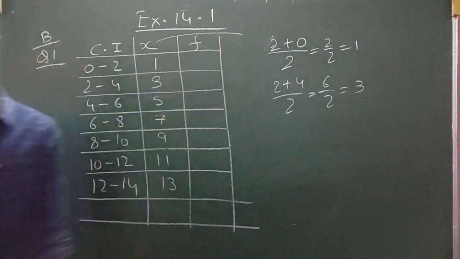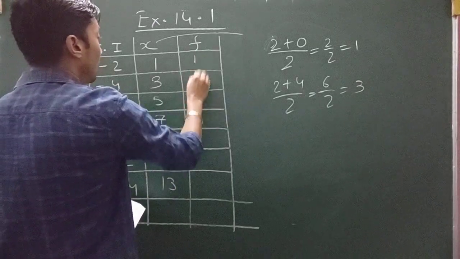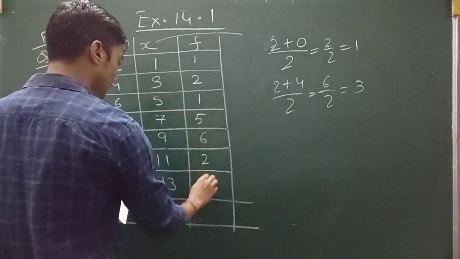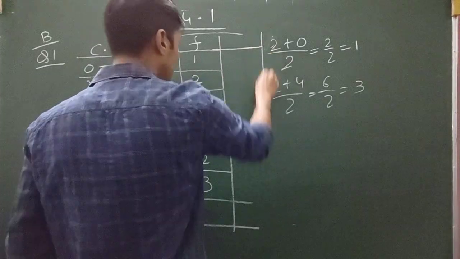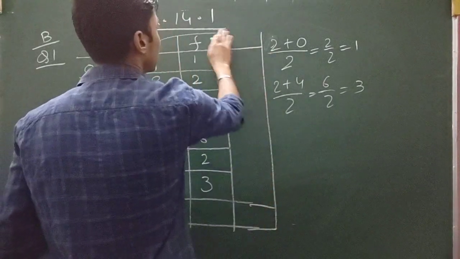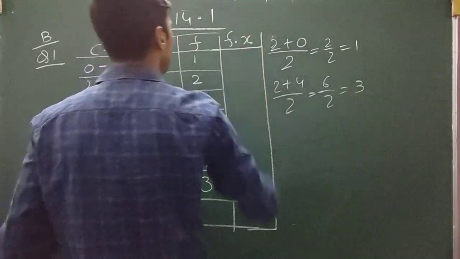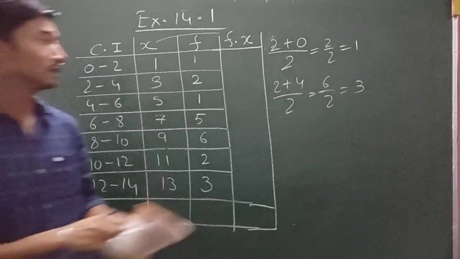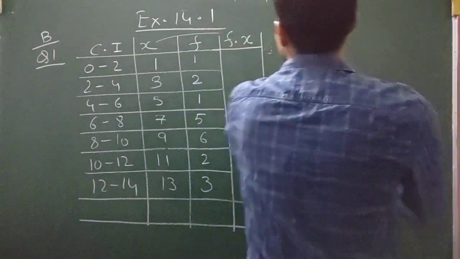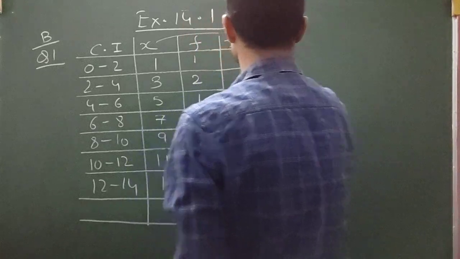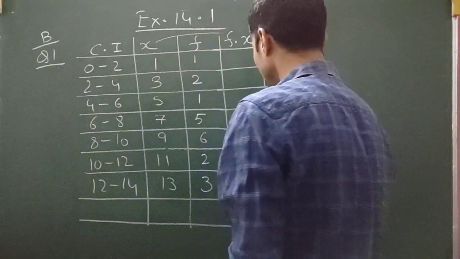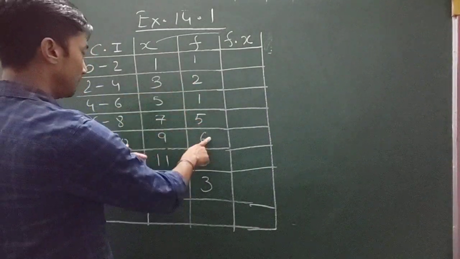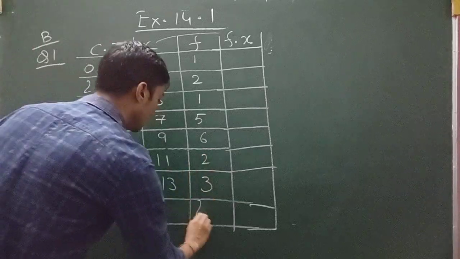Next is the frequency that is given to us: 1, 2, 1, 5, 6, 2, 3. Of course, yes, we are going to need one more table, f into x. Find out the product. Total of frequency also you can calculate. Total of frequency is only how much? 2, 3, 4, 9, 15, 16, 17, 18, 19, 20. Total of frequency is 20.